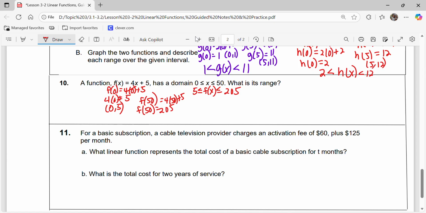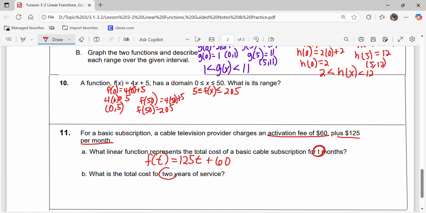11, for a basic subscription, a cable television provider charges an activation fee of $60, a one-time fee, plus $125 per month. What would be a linear function that represents the total cost of basic cable subscription for t months? So f of t, very important, whatever variable you use inside here has to be the same variable on the other side. 125 per month plus a one-time activation fee.